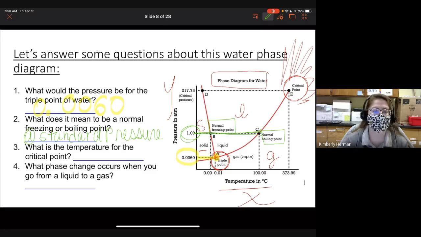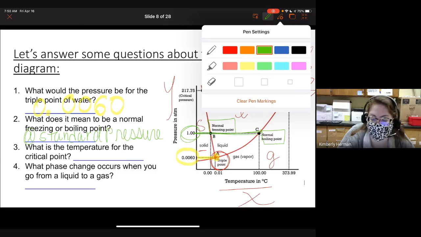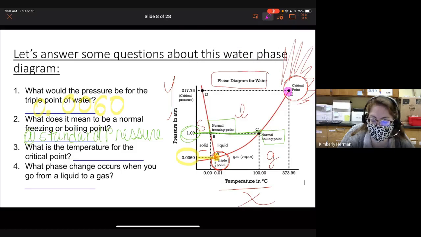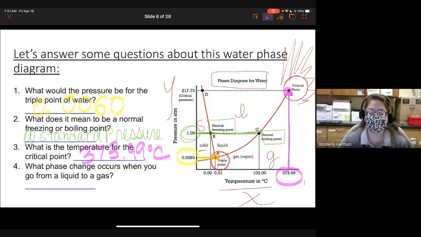Okay, what is the temperature for the critical point? So I'm going to switch back to a highlighter. I find my critical point. Remember, temperature's going across. And we're going to see that the temperature for my critical point is 373.99 degrees C.